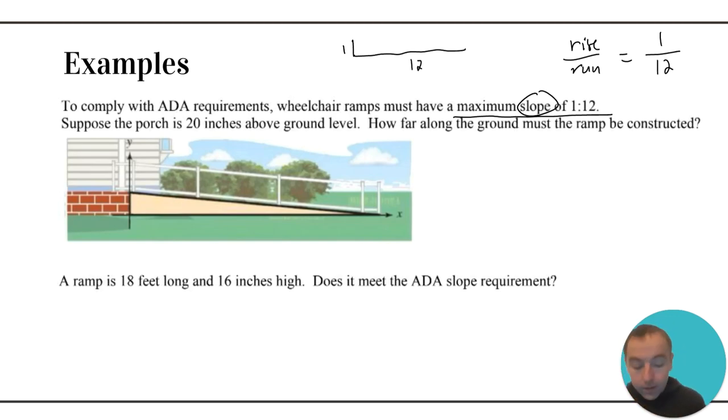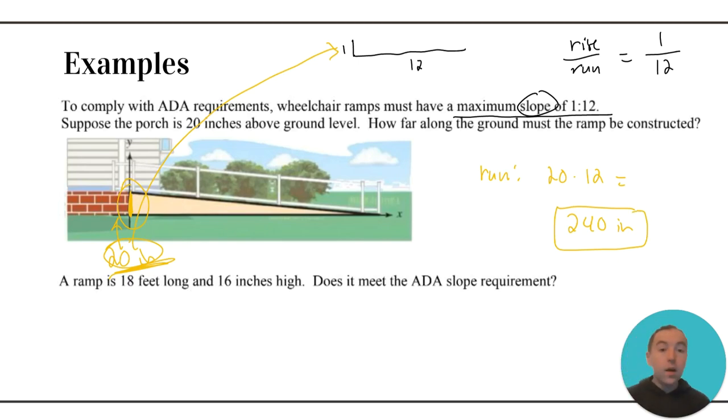And then what we know about this particular porch is that it's 20 inches above ground level. So this distance right there is going to be 20 inches high. We want to know how far out into the grass area we should construct that ramp, right? And so this 20 inches should correspond to the 1 unit of rise, right? So for every 1 unit of rise, there should be 12 inches of run. So since we have 20 inches of rise, then the amount of run we should have should be 20 times 12, which would be 240 inches, right?